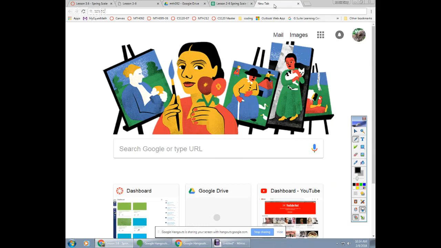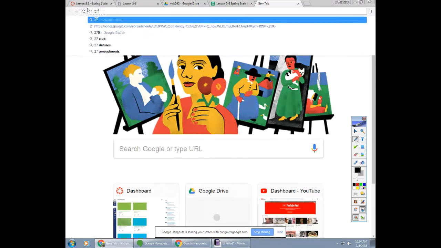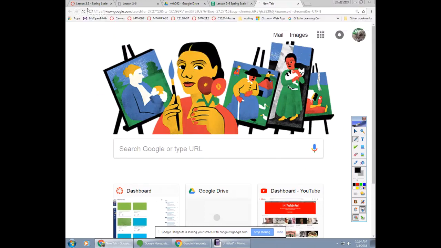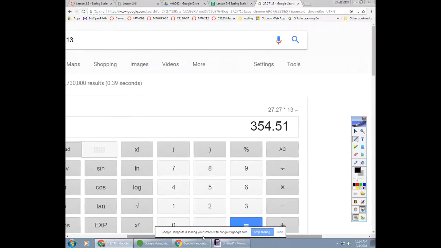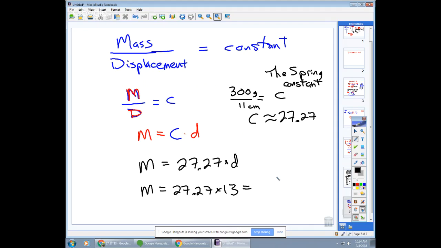So calculator. My first guess at the spring constant was 27.27. If I multiply that by the stretch I saw of 13, then that equation says my cup probably weighs 354 grams, which is pretty close to what the cup actually weighed. And so most scales before digital scales use springs. So 354 grams is what that gives me right there.